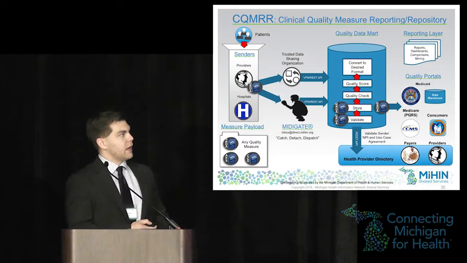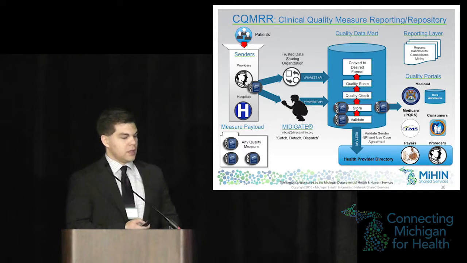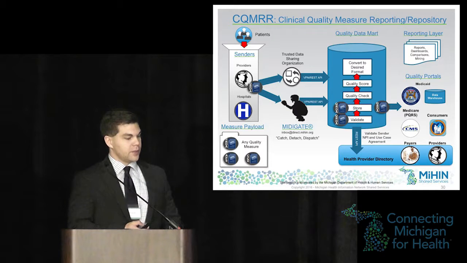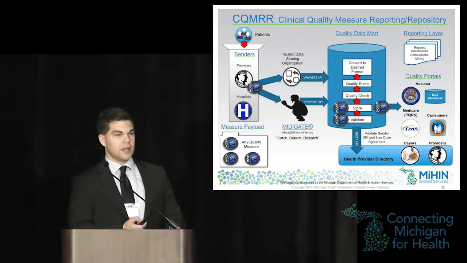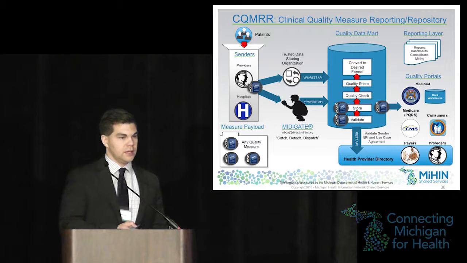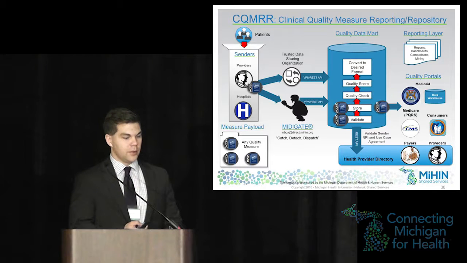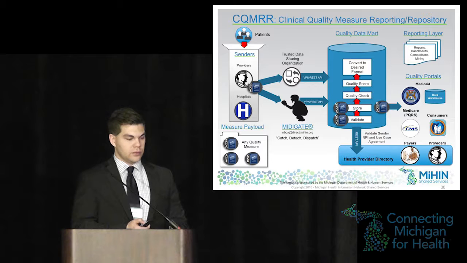So we'll do a little diagram of how the data flow works for this. You have your senders, providers, and hospitals, and they can attach a measure payload, any measure payload. In this case, we're focusing on QRDA for meaningful use. They can send either through an HIE, their regional HIE that they may be a part of, or directly to MiHIN via direct. So the QRDA file goes through the direct message to MiHIN.